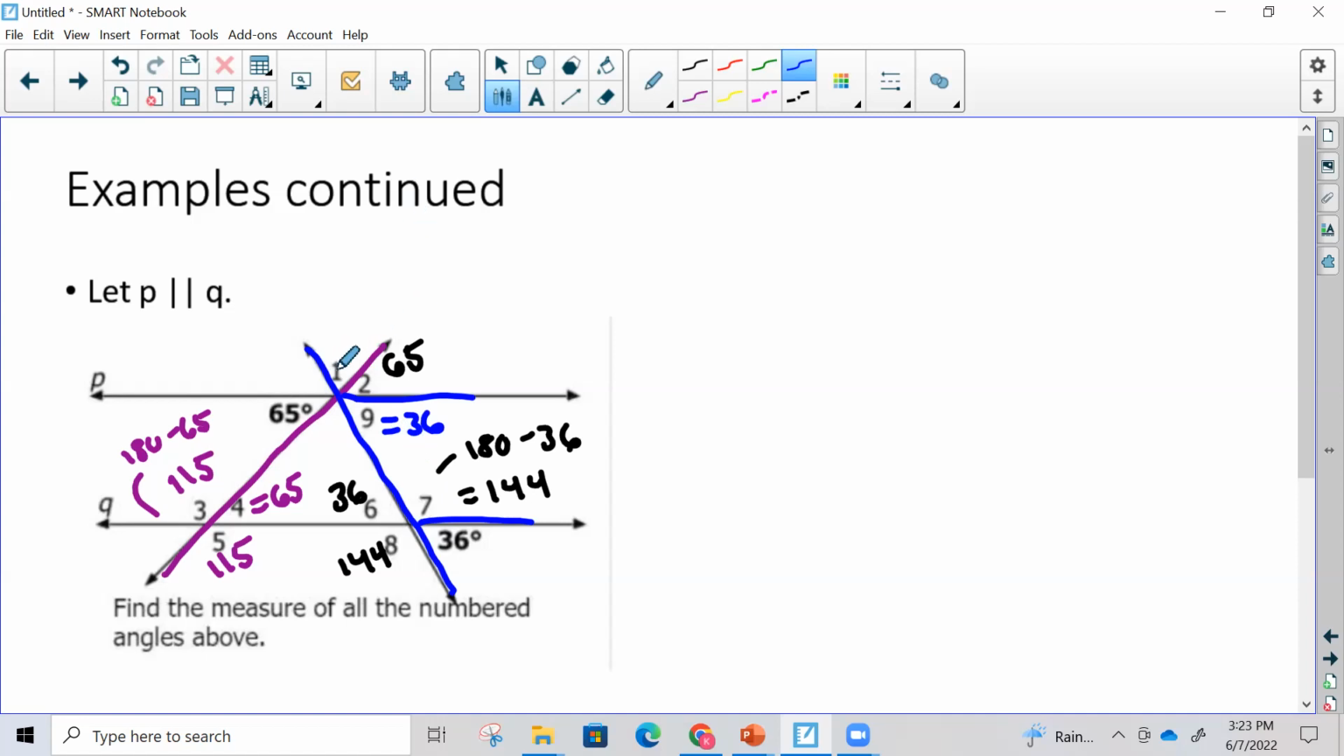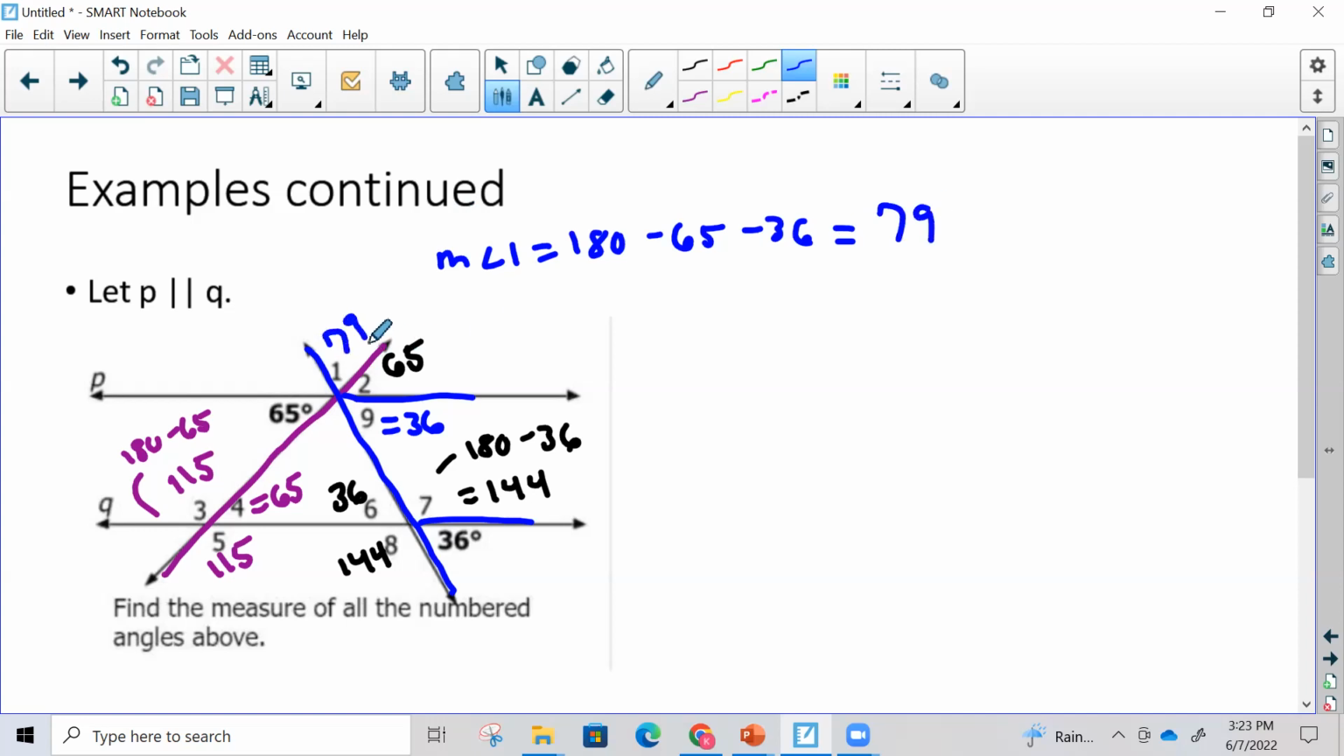And then the last one is angle 1. So you kind of have 2 options. The one option is that angles 1, 2, and 9 form that straight angle. So to find the measure of angle 1, you could do 180 minus 65 minus 36, because those 3 angles have to add up to 180 since they make that straight line. And that gives me 79.